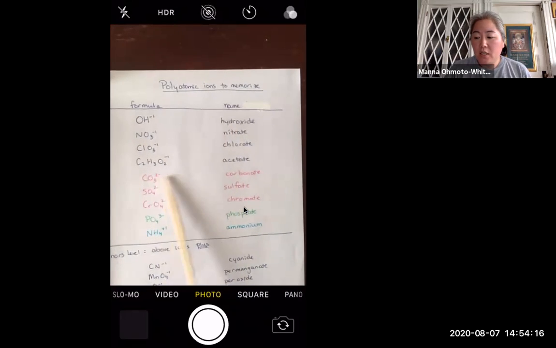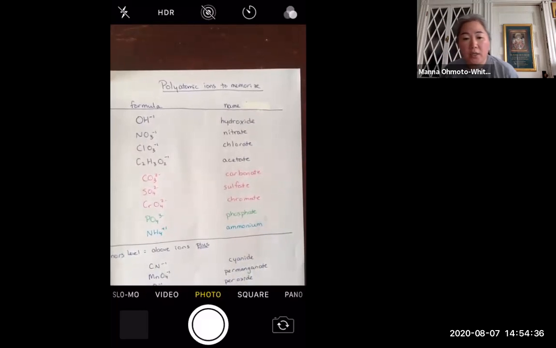So these in dark blue are all the polyatomic ions you will have to know that have a -1 charge for now. The ones in pink have a -2 charge. The one in green has a -3 charge, and the one in blue is the only positively charged ion that you need to learn.